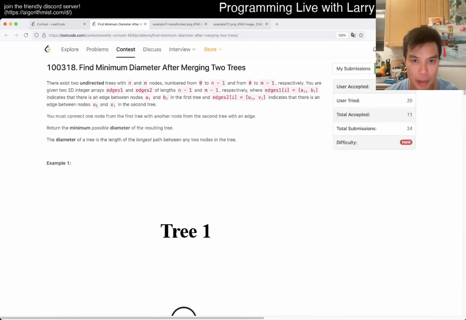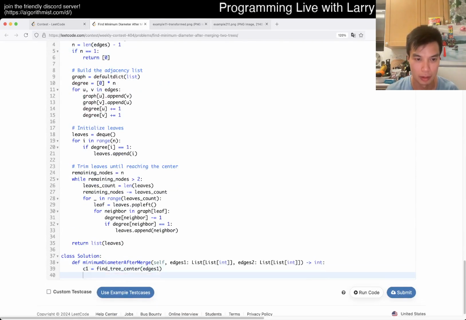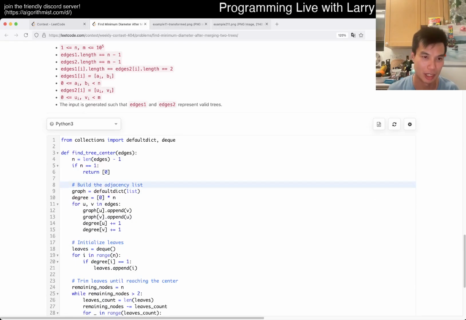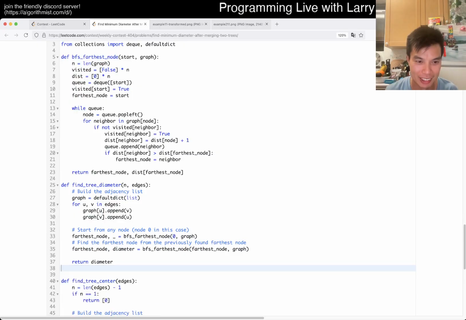I had to scroll up how much. Zero based, okay. I'm also using ChatGPT for the diameter just because I don't know. Today I'm just not having it. Clearly. Cheating all the time.